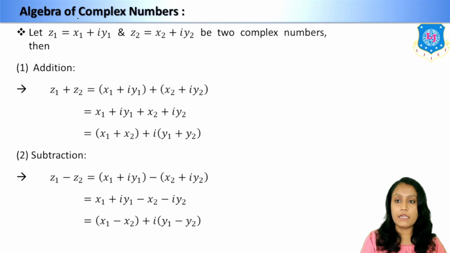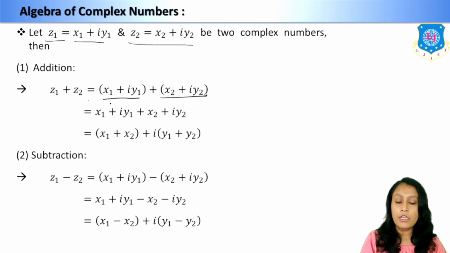Now we'll study the algebra of complex numbers. So consider two complex numbers z1, that is x1 plus iy1 and z2 is x2 plus iy2. So the first is addition. So z1 plus z2. z1 is x1 plus iy1 and z2 is x2 plus iy2.